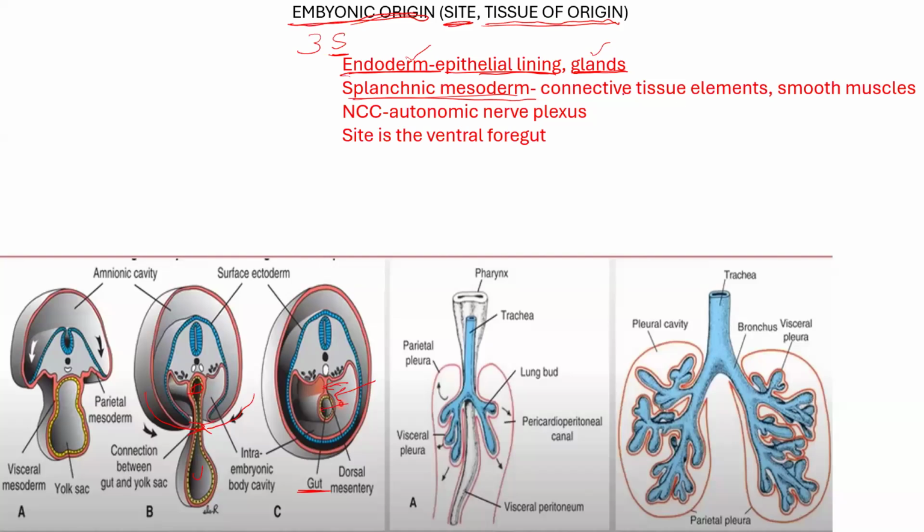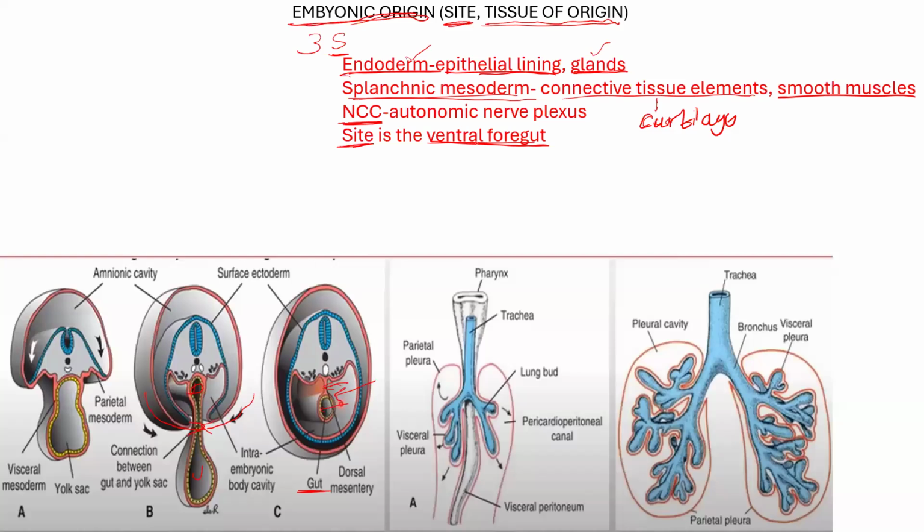The splanchnic mesoderm will give rise to the connective tissue elements. So anything starting from cartilage, cartilage will be coming from the splanchnic mesoderm. Smooth muscles, those smooth muscles of the muscular coat. But now you need innervation, and for innervation, the neural crest cells are the ones who do this work. And the site of origin of the lower respiratory tree is actually the ventral foregut.